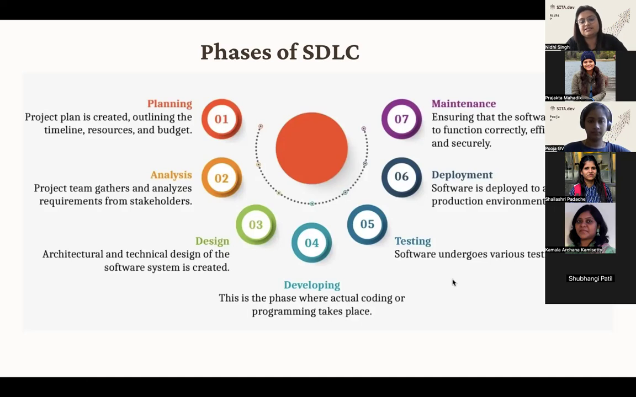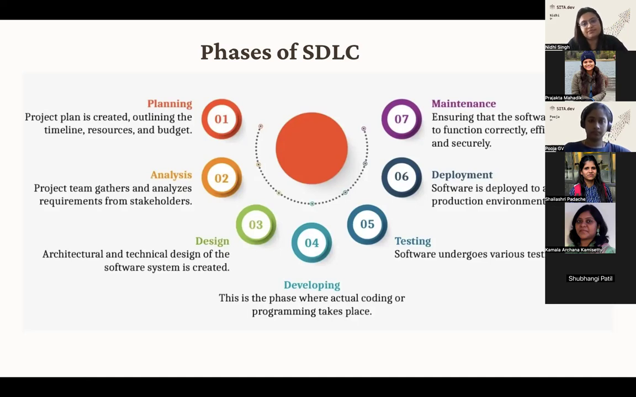Next comes the testing phase. Before the software is released, it undergoes rigorous testing. Thorough testing is done before it is released to the end users. The software undergoes various types of testing, like functional testing and non-functional testing. All aspects of testing are done in this phase to make sure everything is working as intended. Next is the deployment phase. Now everything is done, designing is done, testing is done.